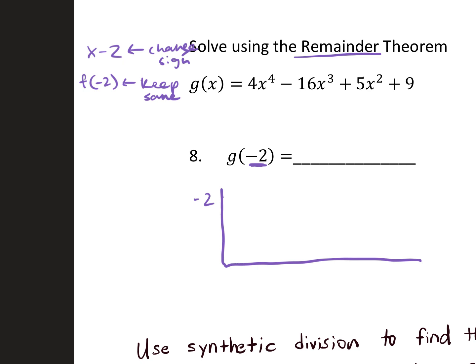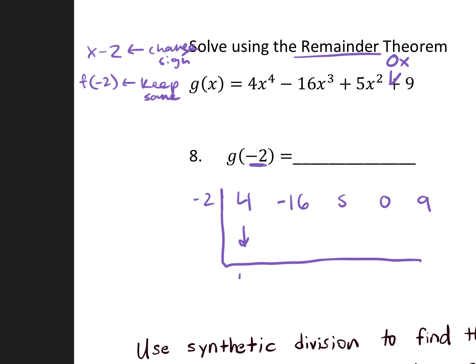What's going to go inside the box? 4, 16, negative 16. Awesome. 4, negative 16, 5. Don't forget that we're missing an x term, so I have to put a 0 in that spot, and then 9. Don't forget about the 0. Make sure all of your terms are represented.